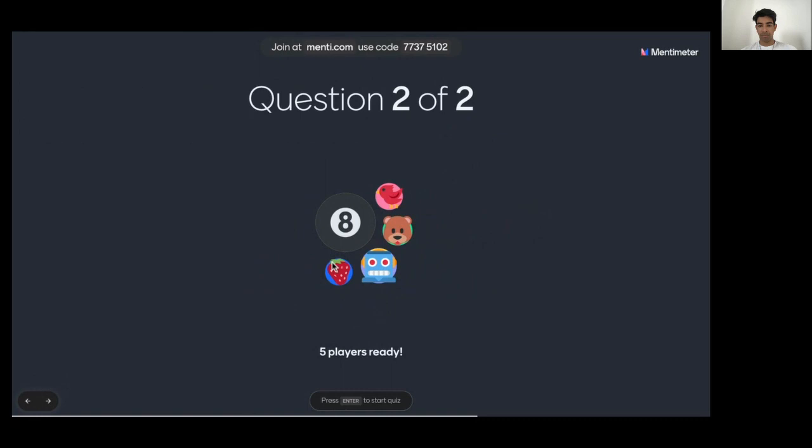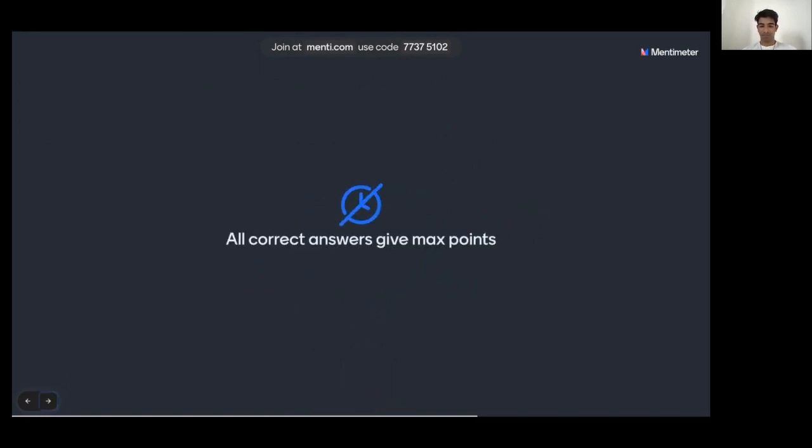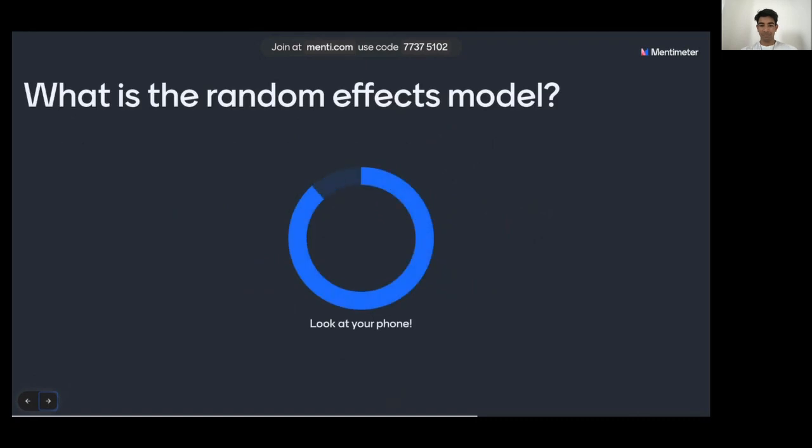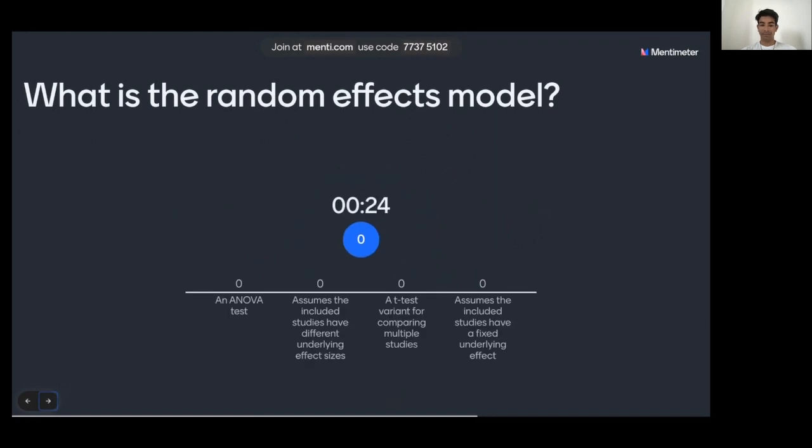Next slide. My 5 players are ready. Let's get started. A hefty one. Don't worry, if you don't know it, take an educated guess.